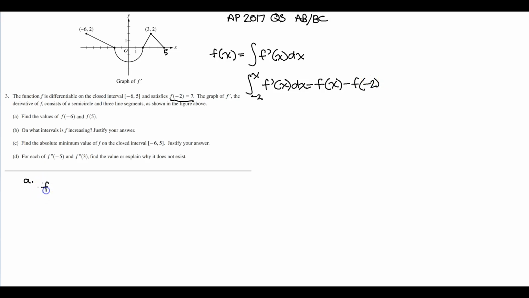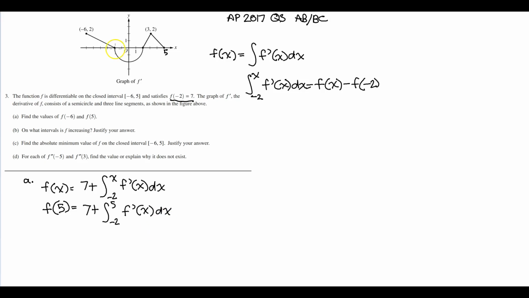We can define f of x as equal to f of -2, which is 7, plus the definite integral from -2 to x of f prime of x dx. And now we can just take areas, because the definite integral is defined in terms of areas under the curve. So f of 5 equals 7 plus the integral from -2 to 5 of f prime of x dx. So what do we get?